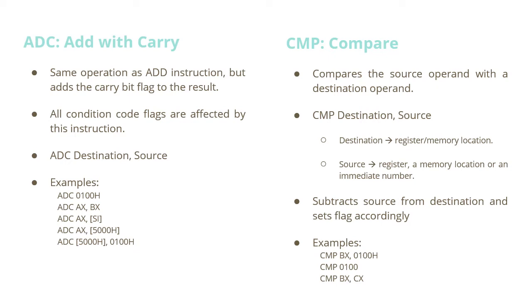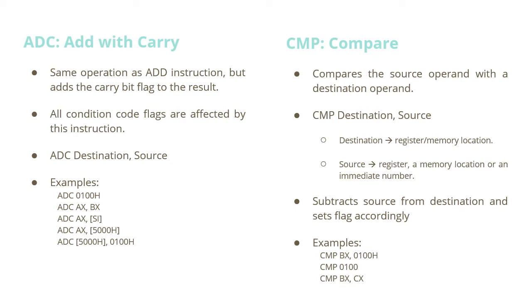Next is ADC AX, BX, where the contents of AX and BX are getting added, and the carry bit is also being added to the result. Next is ADC AX, SI, which is the index addressing mode. So here the data that is present in the offset that is present in SI will be added to the contents of AX with the carry bit.